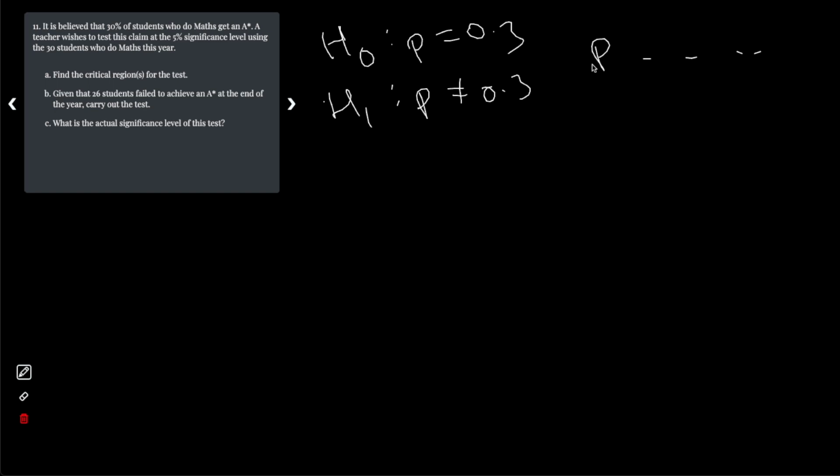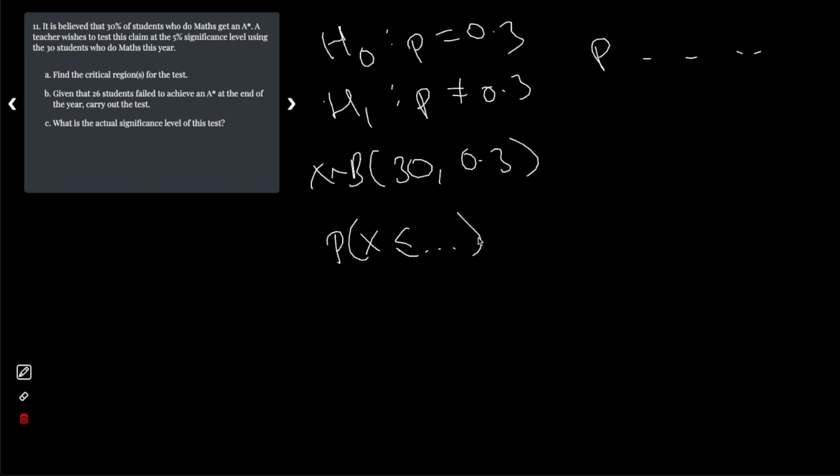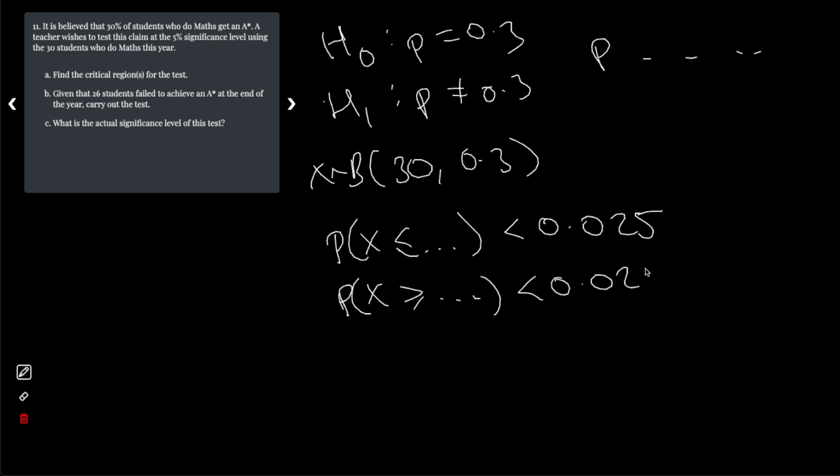And we're going to say p is the proportion of students who get an A star at Maths A level. We've got a distribution here of 30 students, assuming the null hypothesis is true. And we want the critical regions. So that's going to be two regions because we've got a two-tailed test. And one region is going to be x is less than or equal to some number such that this is less than 0.025. And this is half the significance level because the other half of the significance level is going to be this part, the other half, x greater than or equal to some number, to be less than 0.025.